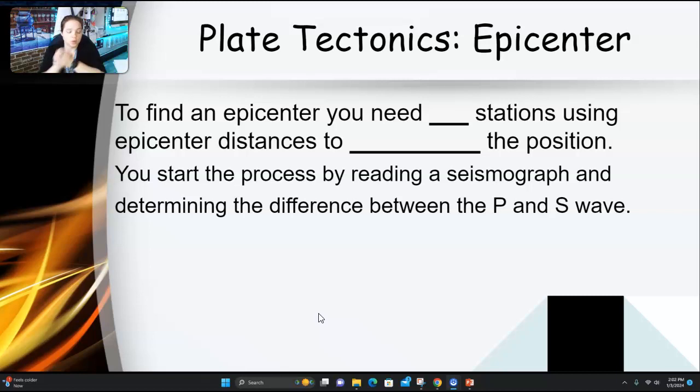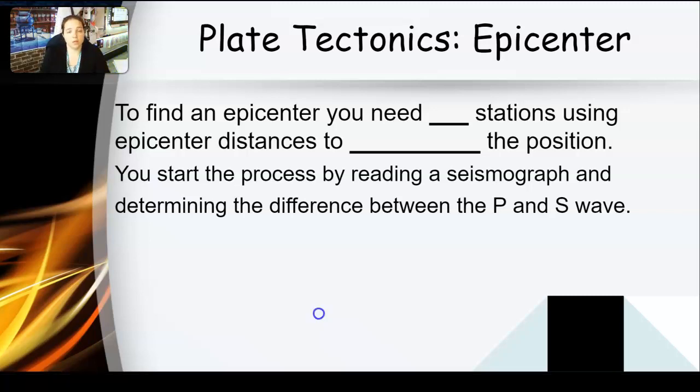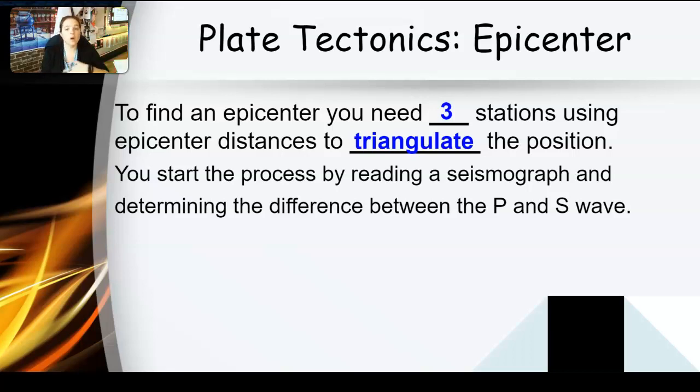All right, to find that epicenter, the minimum number of stations that you need is 3. You need 3 stations using epicenter distances to triangulate the position. You need at least 3. More than 3 usually definitely helps to pinpoint it even more, but you need the minimum of 3.